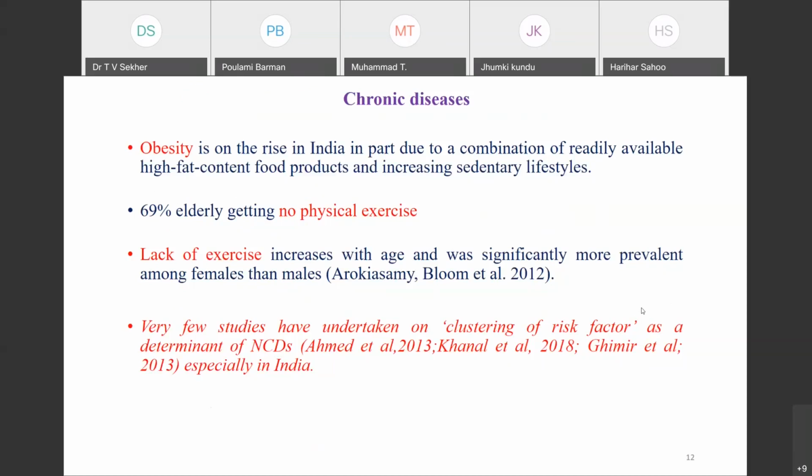And of this, we can see that about two-thirds of the elderly get no physical exercise, and lack of exercise increases with age and was significantly more prevalent among females than males. So one of the major issues that has emerged under this head is that very few studies have been undertaken on clustering of risk factors as a determinant of NCDs.